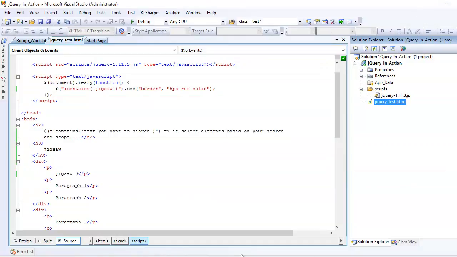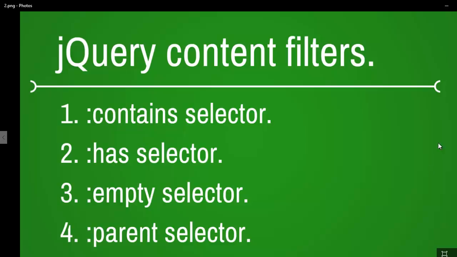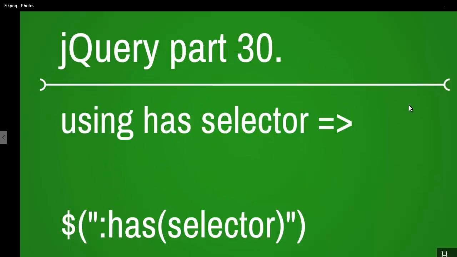Now let's see where we are at present. We are done with the contains selector, and up next we are going to start with the has selector.